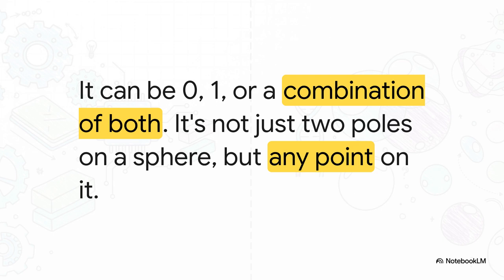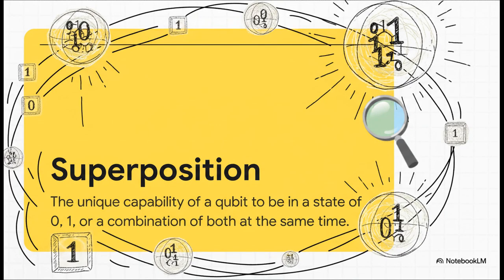Think of it like this sphere. A classical bit can only be at the North Pole, or 0, or the South Pole, or 1. A qubit can exist at any point on that entire surface. This totally unique capability has a name, and you've probably heard it: superposition. It's the principle that allows a qubit to exist in multiple states at once, and it is the secret sauce behind a quantum computer's immense power.